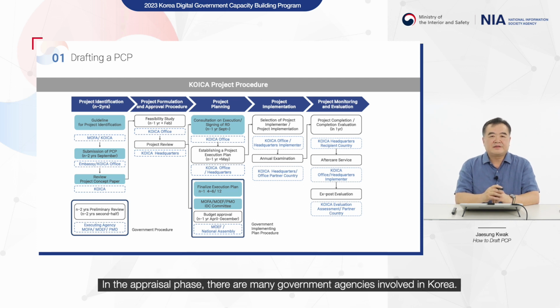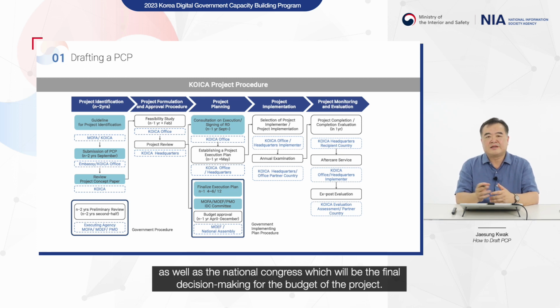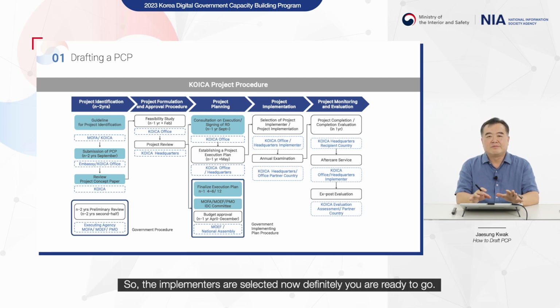In the appraisal phase, there are many government agencies involved in Korea, not only KOICA itself, but also the Ministry of Foreign Affairs, the Ministry of Economy and Finance, as well as the National Assembly, which will make the final decision on the budget of the project. So once the budget is ultimately approved, now you are entering the project implementation phase, by selecting the project implementers through public procurement. So when the implementers are selected, now definitely you are ready to go.